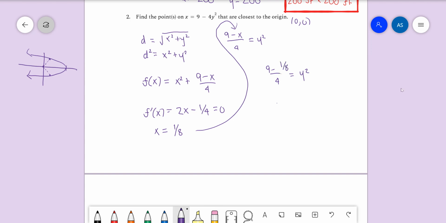So then we get y equals the square root of 71 over 32, I believe. And it'll be a plus or minus because we took the square root of both sides. So for your final answer, you'll have 2 points, and 1 point will be the 1/8, and one will have a positive and one will have a negative y value. Then we have 1/8.